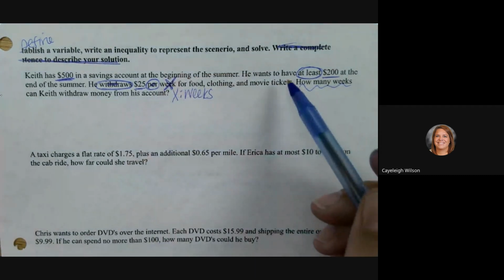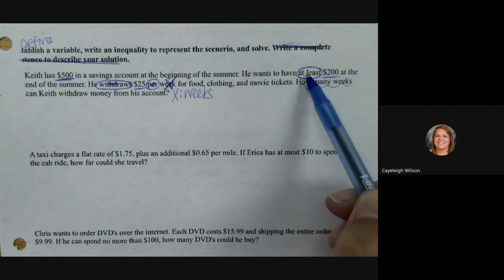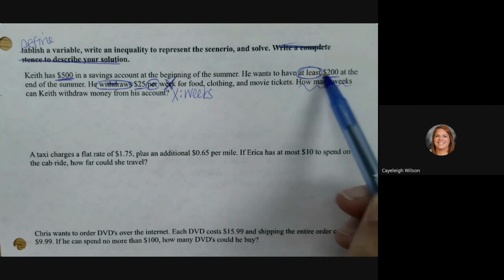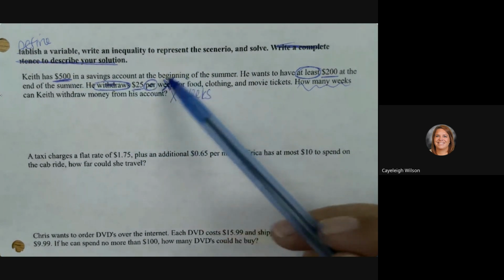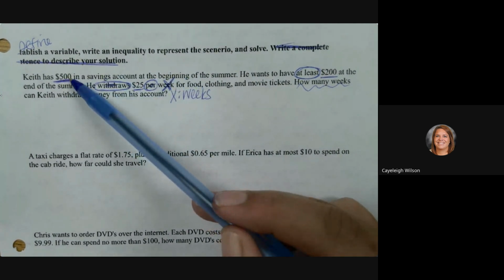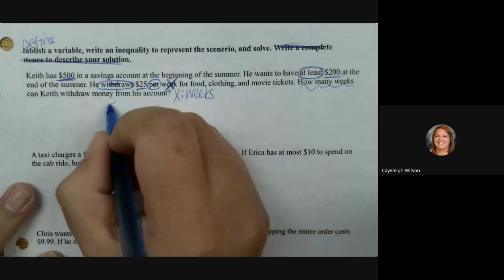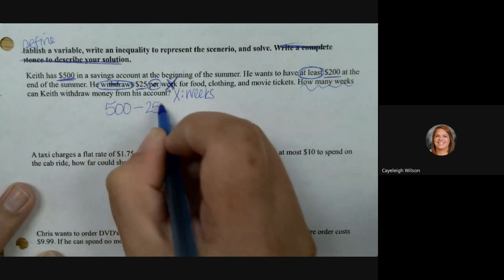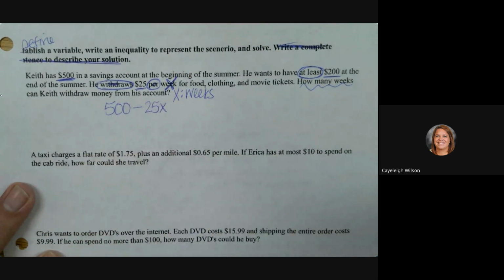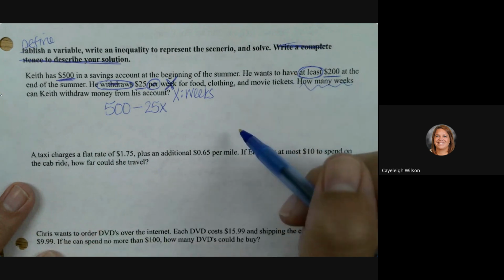Now, when I go to write this, I know that this is my inequality word, at least 200. So I know that that's going to go with my inequality. So these are the ones that I'm going to use to make my expression. So he has $500. He's withdrawing $25 per week. So he's starting with $500. He's withdrawing $25 every week. And he wants to have at least $200 at the end.